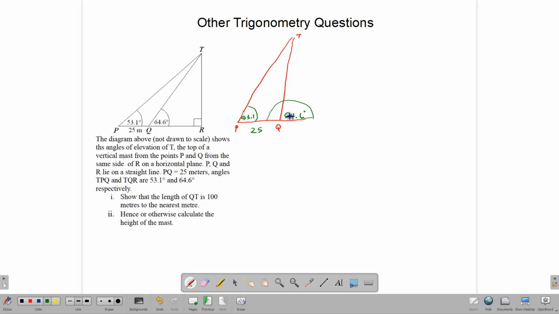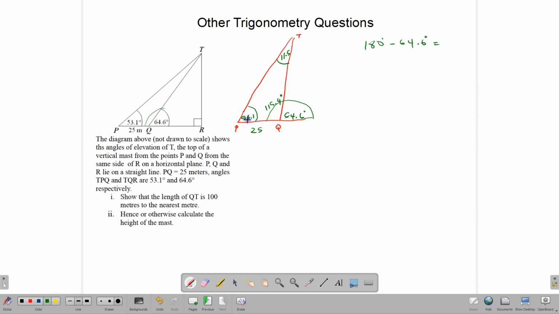But notice here that this angle and this angle right here would make a straight angle. And so if we take away 64.6, a straight angle measures 180 degrees, so 180 degrees minus 64.6 degrees gives us approximately 115.4. So this angle here is 115.4 degrees. And when you add 53.1 to 115.4, and remember that angles in a triangle add up to 180 degrees, this angle here will give you 11.5 degrees. So this angle is 11.5 degrees.